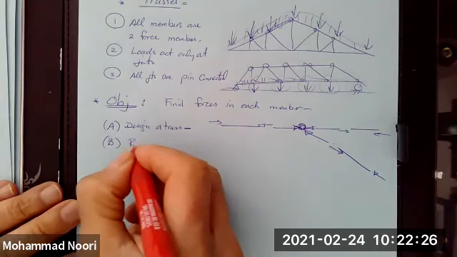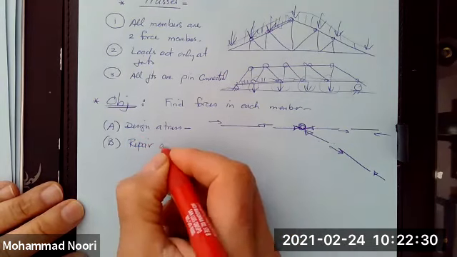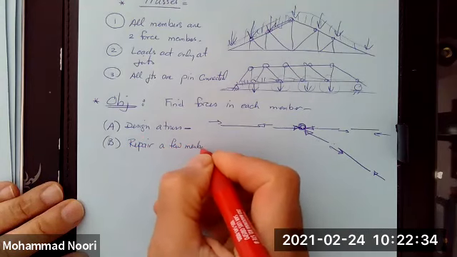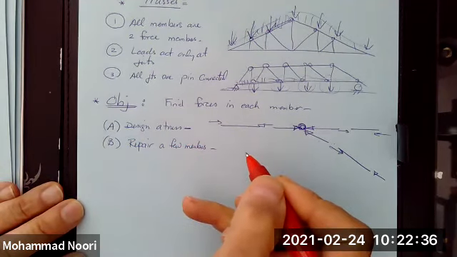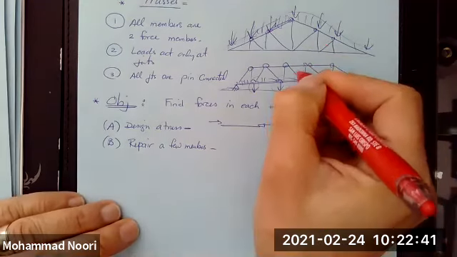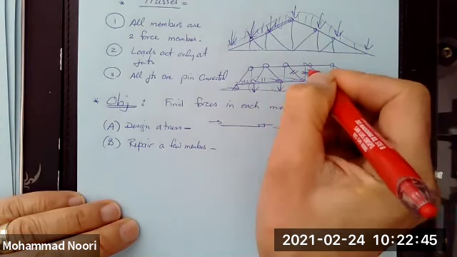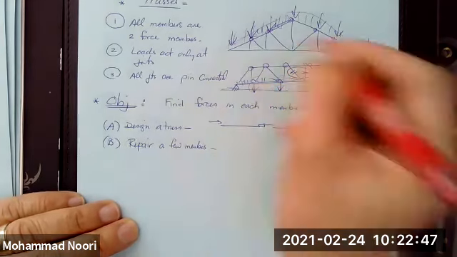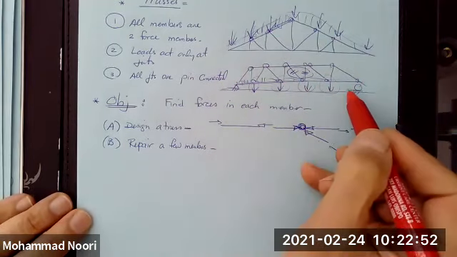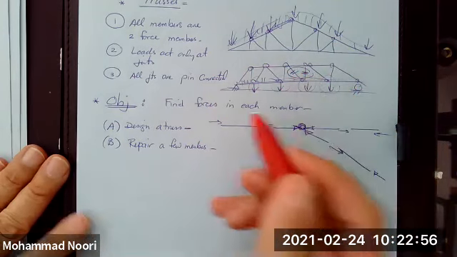The second type of problem is you have an existing truss, but you want to only repair a few members. That is, this member is broken or corroded or these two, and I only want to replace these two. I don't need to find how much force every single member in this existing truss carries. I only need these two.